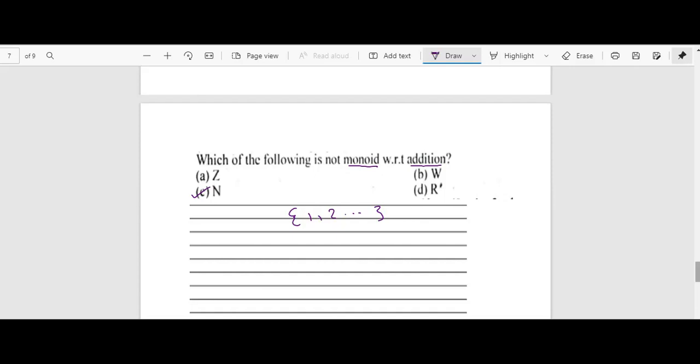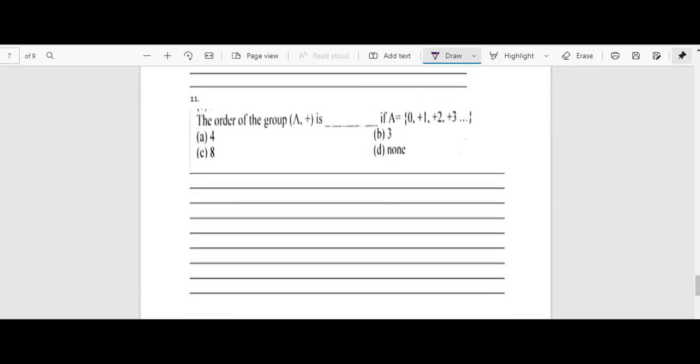Okay. Let's talk about the 11th question now. The order of the group A plus is, okay, now we need to know the order. If this is the group A, right? In group A, we have 0, 1, 2, 3. Okay, so it looks like we have all the positive integers with 0. And the order of the group basically is the number of elements in this group, right?